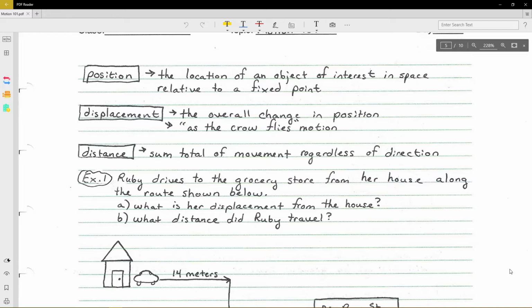We are going to do some vocabulary today. Our first three words are on my screen here: position, displacement, and distance. These three words have to do with your place in the world. Where am I? That is the question that these words can answer. Position tells you where something is.